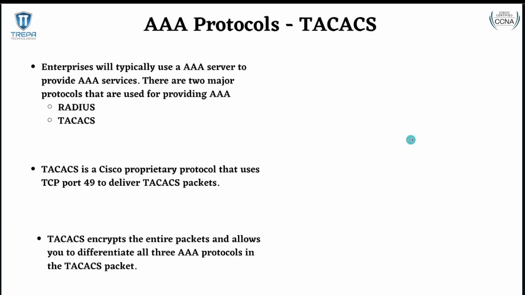Now, again, going over the two different AAA protocols. First, we have TACACS. So, two major ones, TACACS and Radius. Key things about TACACS. It's Cisco proprietary, and it uses TCP port 49, and it allows the entire packet to be encrypted. And remember, for each of these A's, authentication, authorization, and accounting, they each get their own TACACS packet, okay?